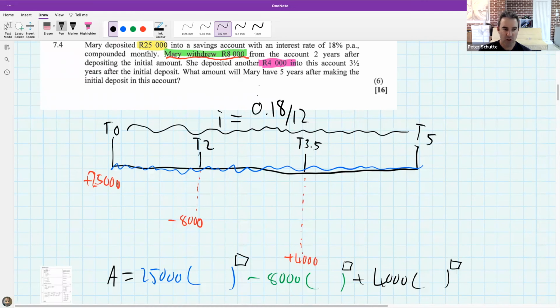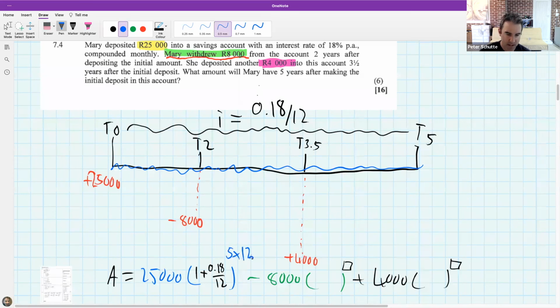Now, let's start with the 25,000. It's 5 years. And what is the interest rate? The interest rate is just going to be 0.18 divided by 12 because it never changes. What is the N going to be? Okay, it's going to be 60 because it's 5 years and it's grown for that much. So I suppose I could say 5 times 12. It's probably the more accurate way to do it.